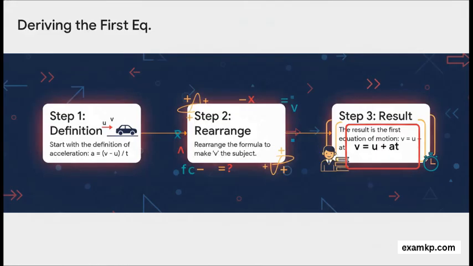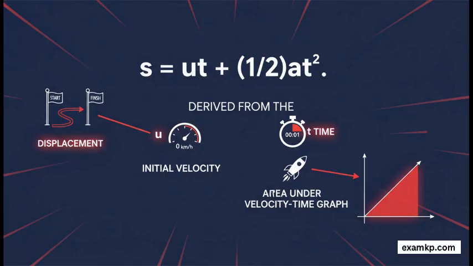So, where do these equations even come from? Are they magic? Not at all. Let's derive the first one together. It's super easy. We just start with the basic definition of acceleration, right? Which is just the change in velocity over time. With a little bit of simple algebra, just rearranging it to make v the subject, and boom, we get our very first key equation. v = u + at. Simple as that.